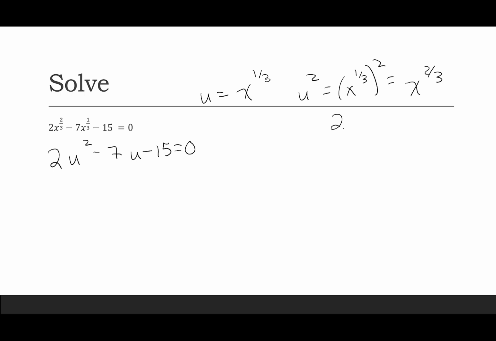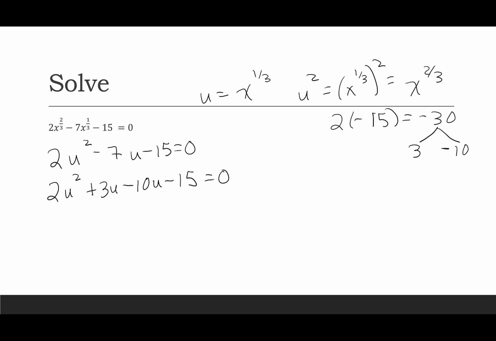Just like the last one, I'm going to do the AC method. So 2 times negative 15 is negative 30. This time I need the factors to add up to a negative 7. So that says if I use 3 and 10, I can see the difference is 7. I want to make sure it's a negative 7, so we'll make it negative 10 and positive 3. So let's write 2u squared plus 3u minus 10u minus 15 is 0.